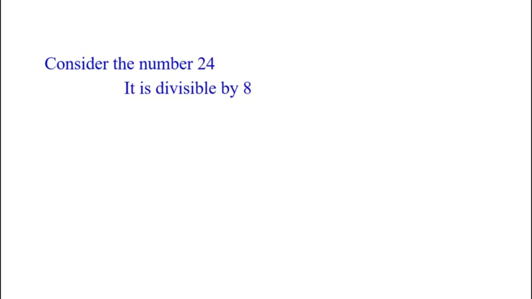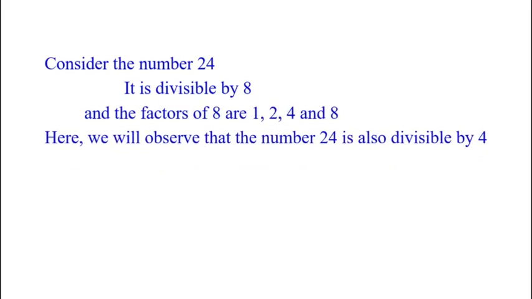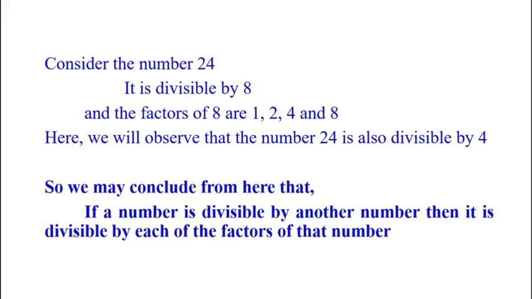Consider the number 24. It is divisible by 8. And the factors of 8 are 1, 2, 4 and 8. So here we observe that the number 24 is also divisible by 4. And the number 24 is divisible by all the factors of 8. So here we conclude that if a number is divisible by another number, then it is divisible by each of the factors of that number.